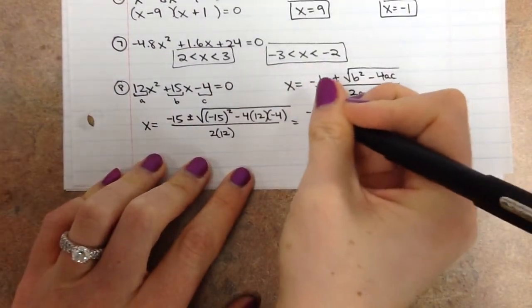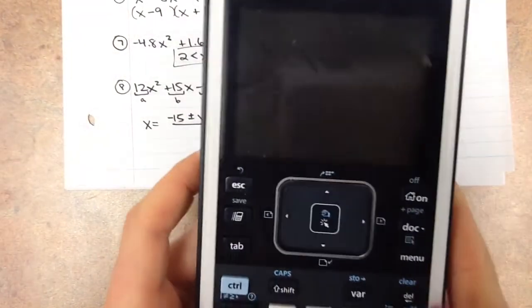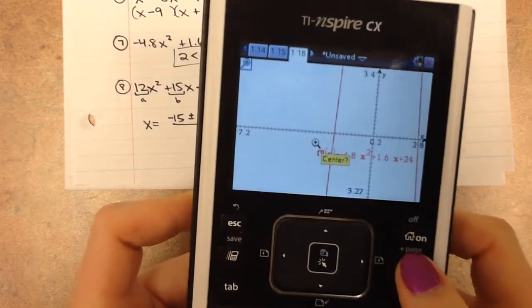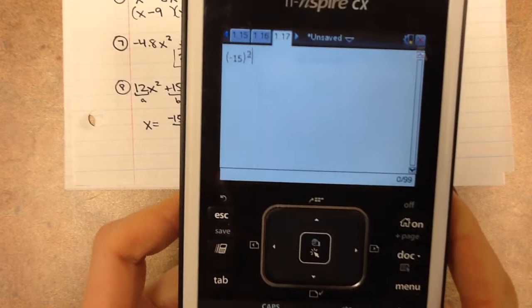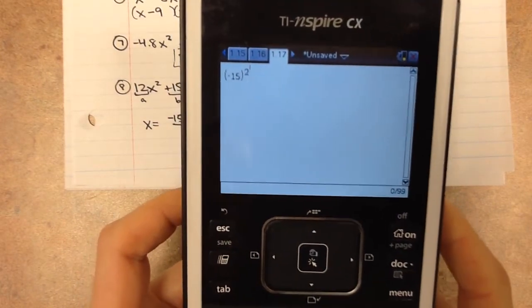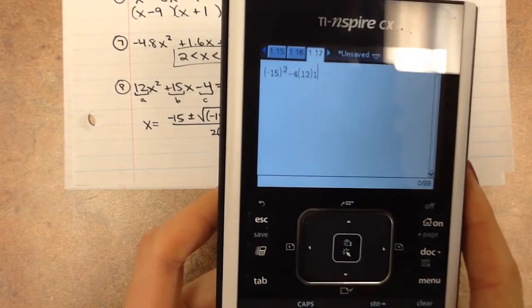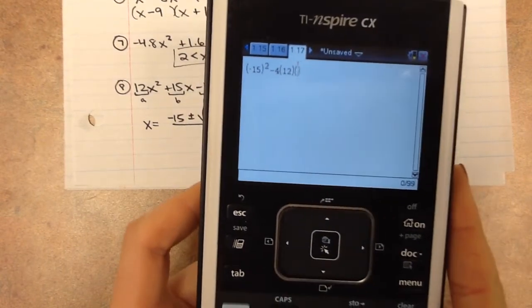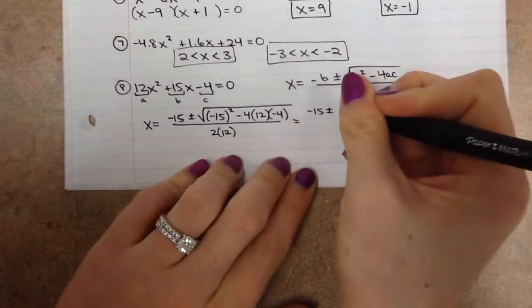So negative 15 plus or minus, let's start with what's underneath here, so let me plug that in. So on a calculator page, in parentheses, negative 15 squared. If you're squaring a negative number, it has to be in parentheses. Okay, and then minus 4 times 12 times negative 4. Okay, so under the square root, I have 417.